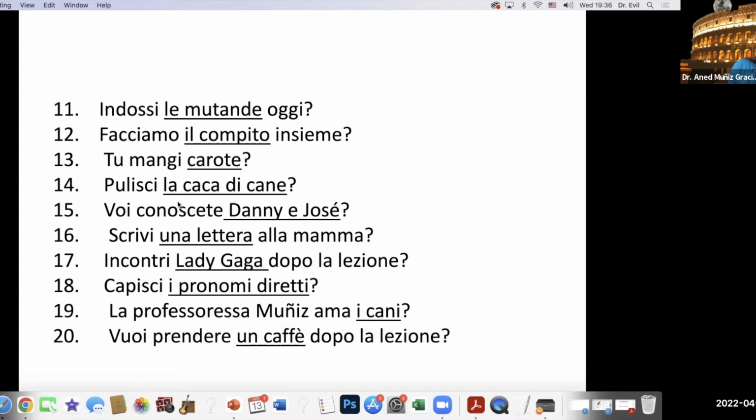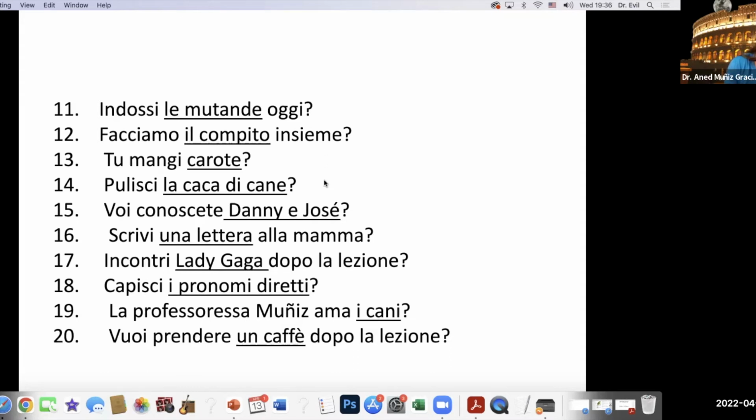Pulisci la cacca di cane, right? And you're not substituting cane. Cane is what kind of poop? So it's like an adjective here, and you're substituting the noun. Sì, la pulisco, or no, non la pulisco. And I had students tell each other, non la pulisce, right?